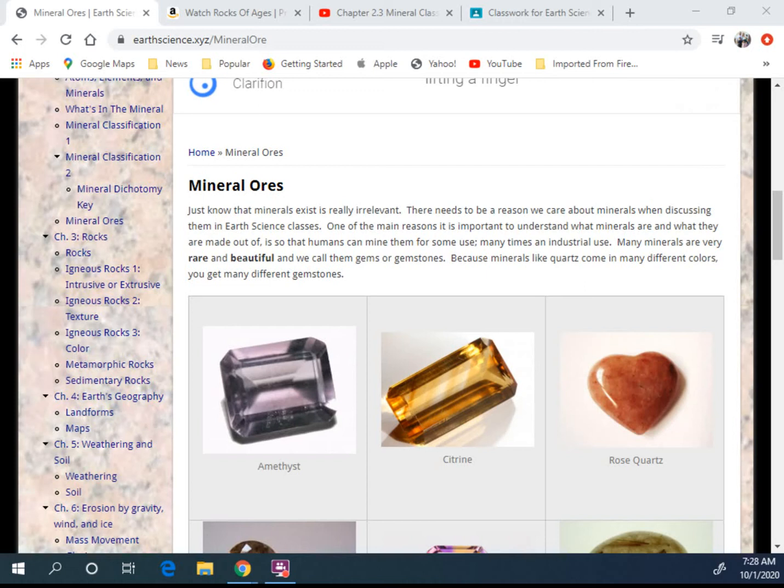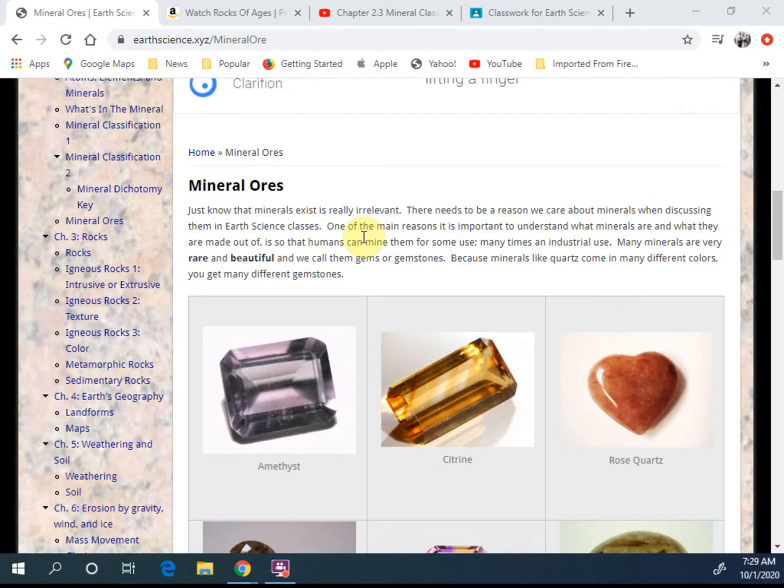Now we have wrapped up identifying minerals and how to identify them, how to use dichotomous keys. Let's talk about a little more fun subject, at least it can be fun, especially to the ladies who love the little gemstones on their fingers. Let's talk about mineral ores. This is chapter 2.5, mineral ores.